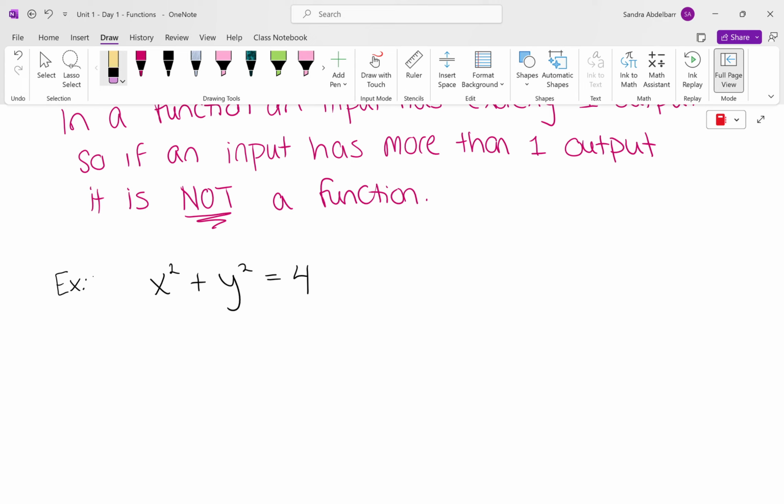I'm going to choose a number to input. Choose 1. Are you guys all okay with choosing 1? Let's input 1. So if I input 1 for x, what I'm going to do is have 1 squared plus y squared equals 4.